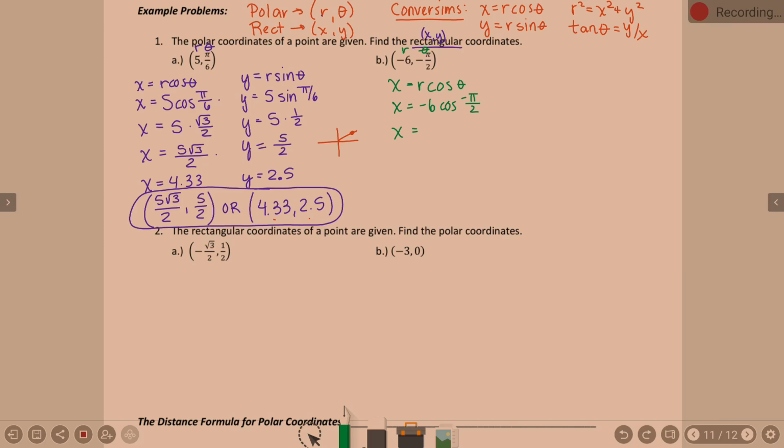Well, where is negative pi over 2? That's at 3 pi over 2, yes? The ordered pair down there is 0, -1. So what's the cosine? 0. And -6 times 0 is 0.